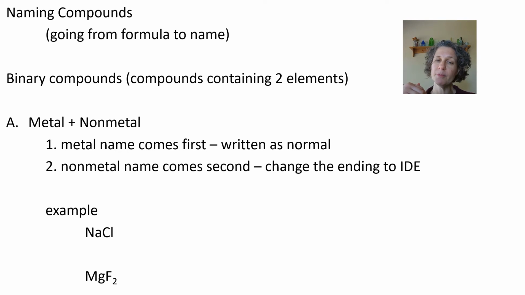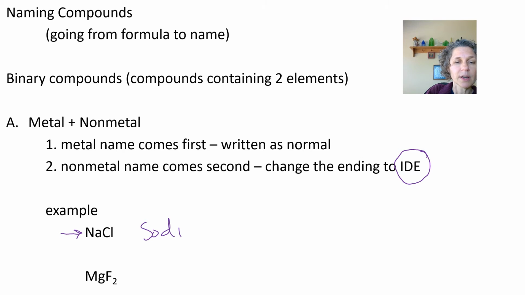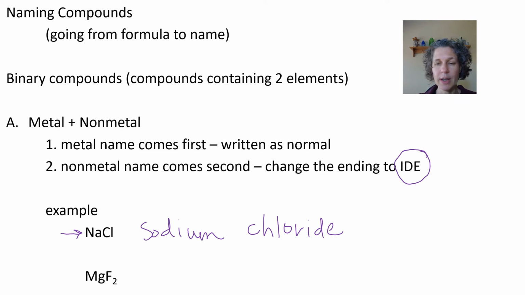You write the metal name first and you just write it like normal, just whatever it is. And then the non-metal name comes second and you change the ending to "ide." This is going to sound familiar to you guys when we say some of these words, because that ending is what we use, and so you'll have heard this. So the most common one of all probably for us, NaCl. Na is sodium, and then Cl is chlorine, but we change the ending to "ide" and you get sodium chloride. Okay, that's just salt.